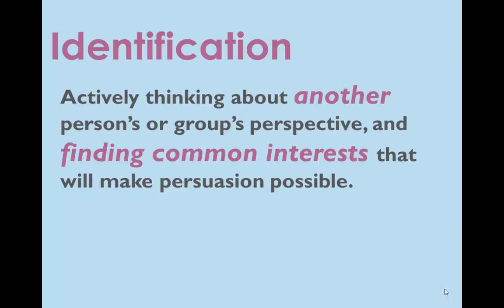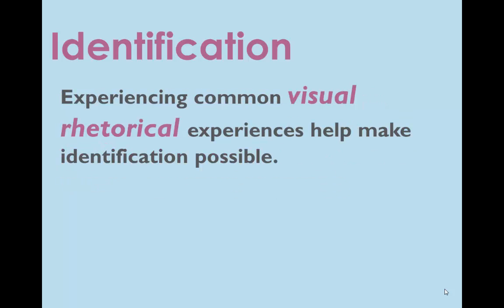Okay, next, let's talk about identification, which is actively thinking about another person or group's perspective and finding common interests that will make persuasion possible. Identification is such an important element of persuasion. Think about what it feels like to be judged by someone or what it feels like not to trust someone. Are you likely to be persuaded by that person? Absolutely not. So let's think about how visual images might work to highlight common experiences.